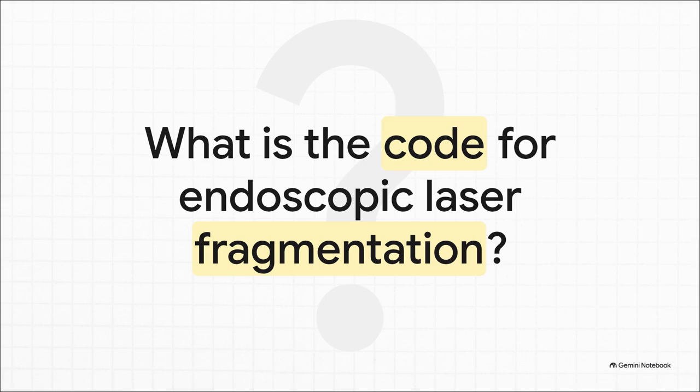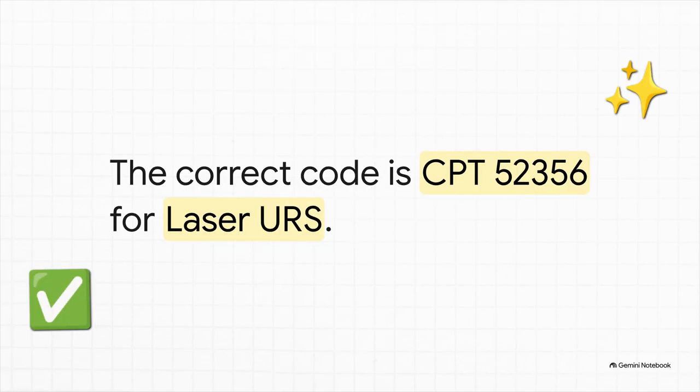An 8mm ureteral stone is fragmented. The energy source used is a holmium laser, and the approach is endoscopic under direct vision. Which code are we looking at for this one? The answer is CPT 52356. Remember our blueprint. Retrograde endoscopic access combined with laser fragmentation, like that holmium laser, points directly and confidently straight to 52356 for laser URS.